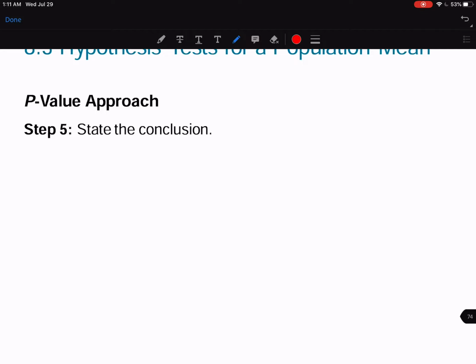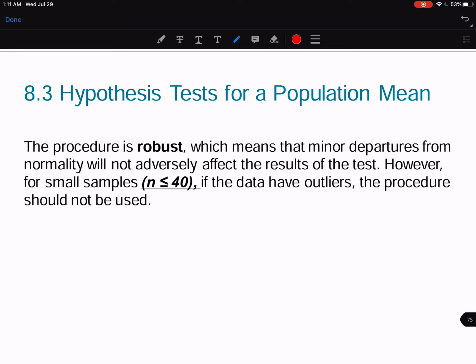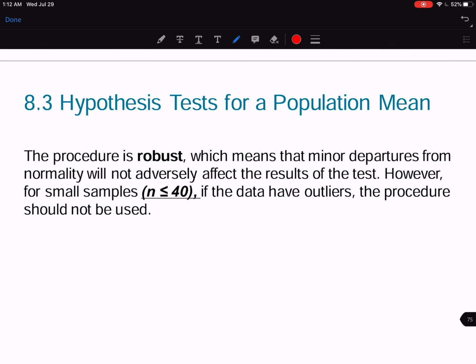So the procedure is robust, which means that minor departures from normality will not adversely affect the results of the test. However, for small samples, n less than or equal to 40, if the data have outliers, the procedure should not be used. That's why I mentioned at the very beginning when we were talking about the conditions.